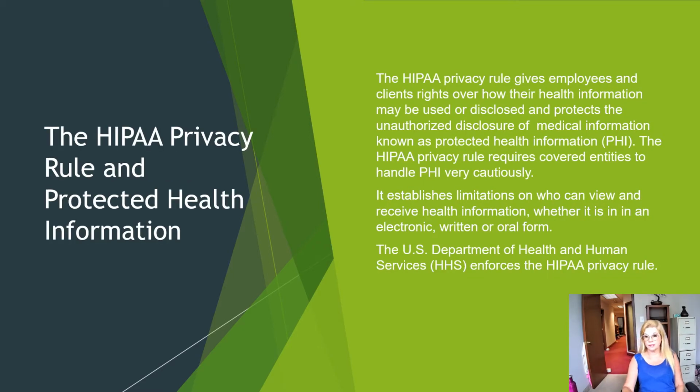The HIPAA privacy rule gives employees and clients rights over how their health information may be used or disclosed and protects against the unauthorized disclosure of medical information, known as protected health information or PHI. The HIPAA privacy rule requires covered entities to handle PHI very cautiously. It established limitations on who can view and receive health information, whether it is in electronic, written, or oral form. The U.S. Department of Health and Human Services enforces the HIPAA privacy rule.